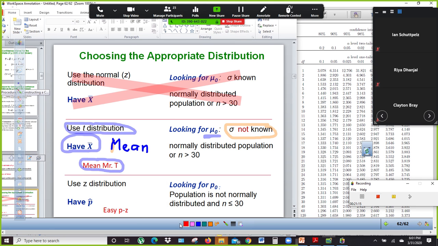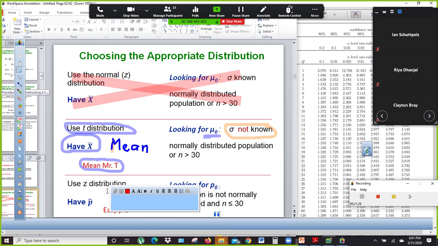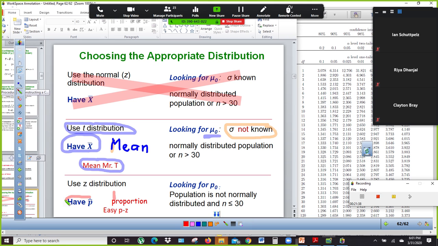Then we have our proportion. For proportion, for this one, this is when we have a p-hat, a proportion, and we're trying to guess at what our population proportion is, what our regular p is. And that's going to use just a regular z distribution like we've been using in the beginning.